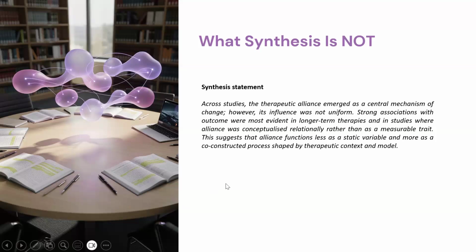So this is an example of a synthesis statement. If you look at it closely, you can see that, first of all, what they did was find the central theme, the thread that ran across all of these different studies. So by saying the therapeutic alliance emerged as a central mechanism of change, and then also pivoting very quickly into where there was a gap. However, its influence was not uniform. And then you go on to explain why that influence was not uniform, where the major differences were, what the challenges were, and so on and so forth. And so this is just a brief example of what your synthesis statement could potentially look like based on the data that you're working with.